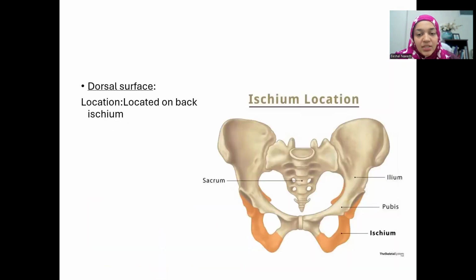Moving on, the dorsal surface is located on the back of the ischium. So this is the ischium, right? And the dorsal surface is located at the back of the ischium.